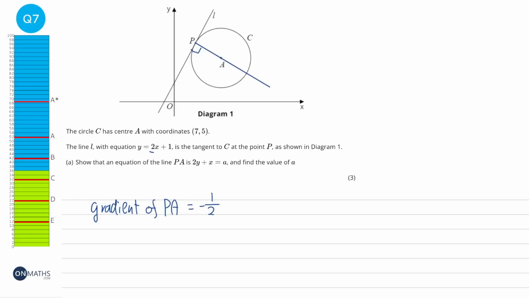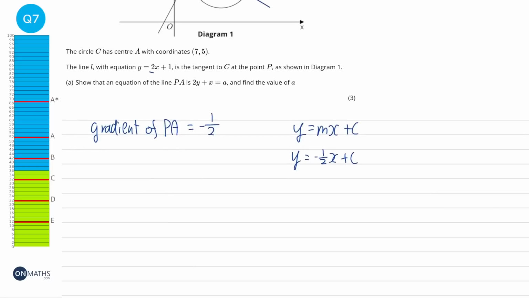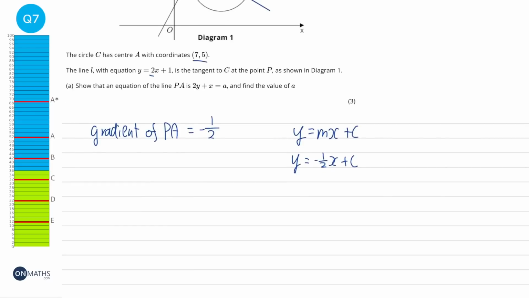We also know that the line will have the equation y equals mx plus c, and we know that the gradient is going to be -1/2. So we've got that bit, and we've just got to find c. And the way of doing that is we know one of the points on the line, because the line goes through the centre of the circle at 7, 5. So we're just going to substitute in those values. So 5 equals -1/2 times 7 plus c.